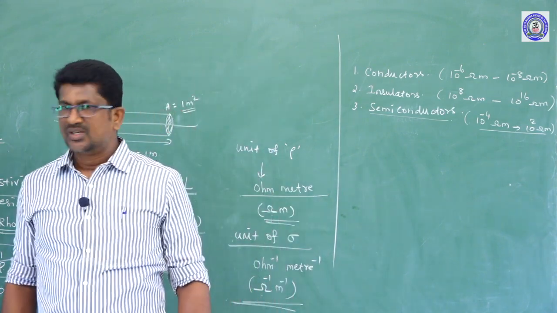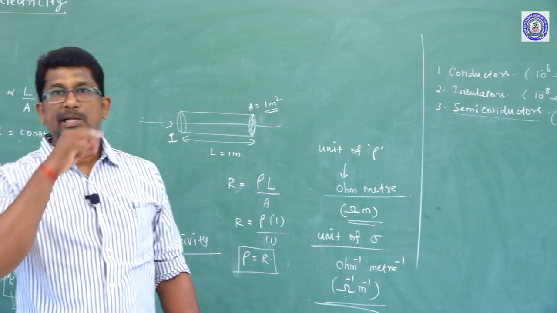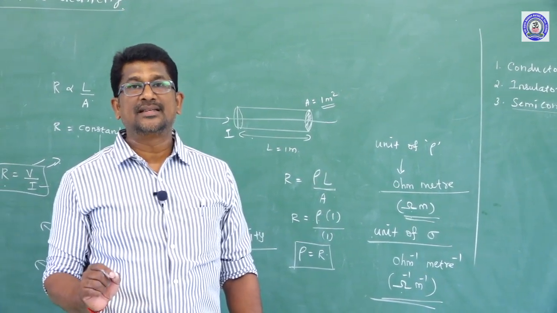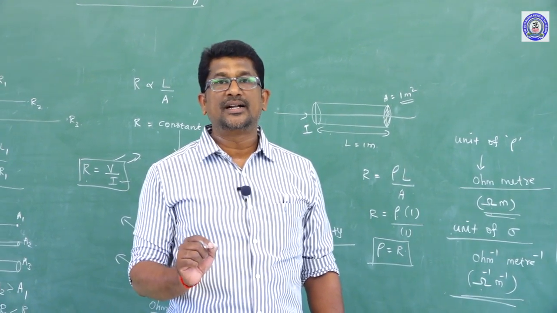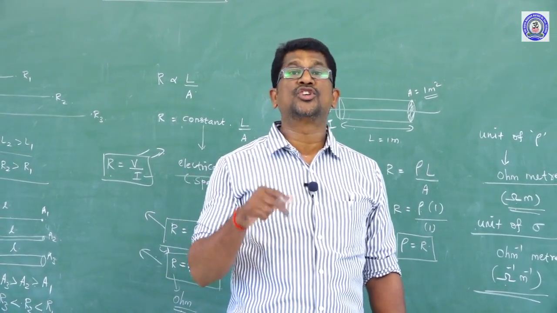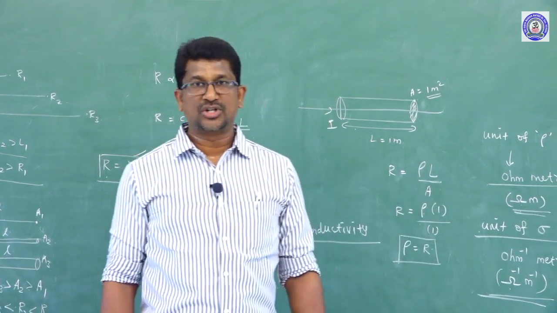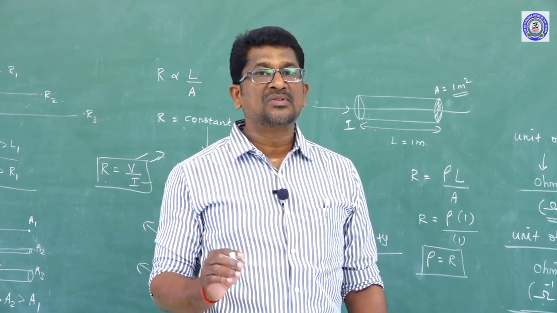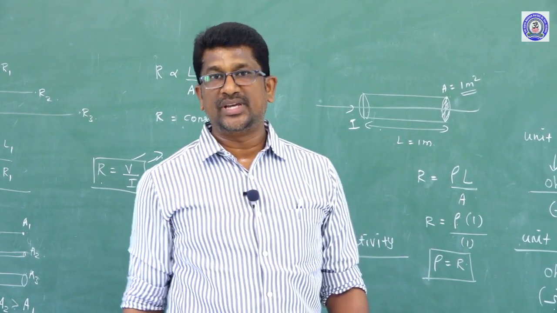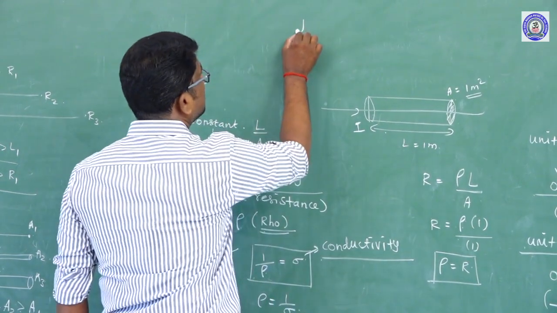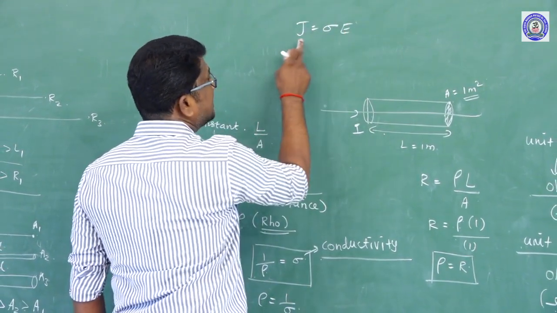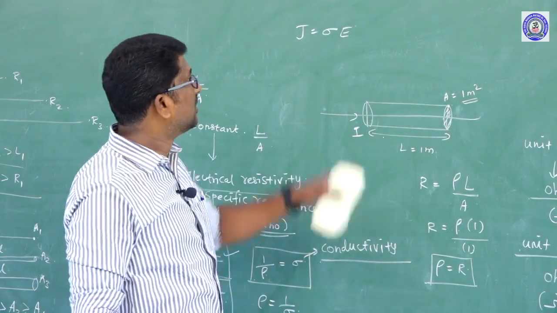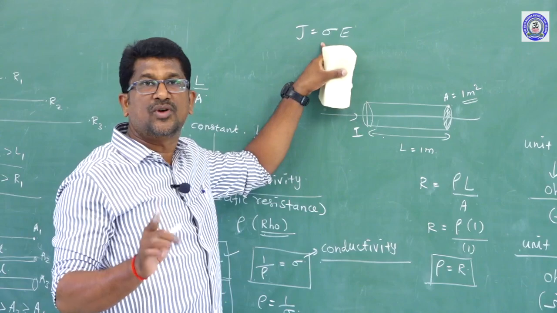Okay, conclusion. First, Ohm's law. What is Ohm's law? According to George Simon Ohm, at a constant temperature, the steady current flowing through the conductor is directly proportional to the potential difference between the two ends of the conductor. The microscopic form of Ohm's law: J is equal to sigma into E. J is current density, sigma is electrical conductivity, and E is electric field.